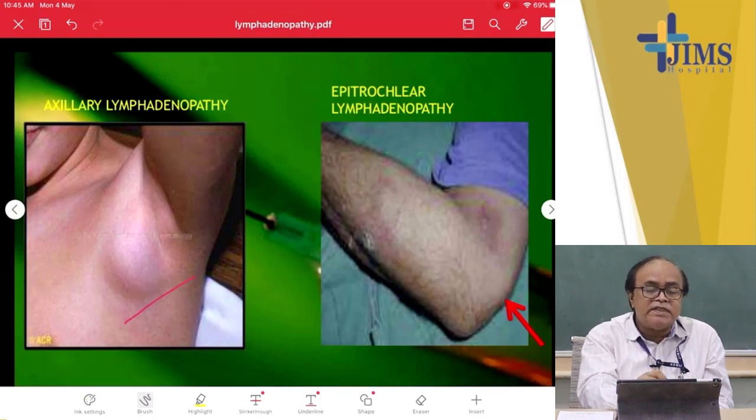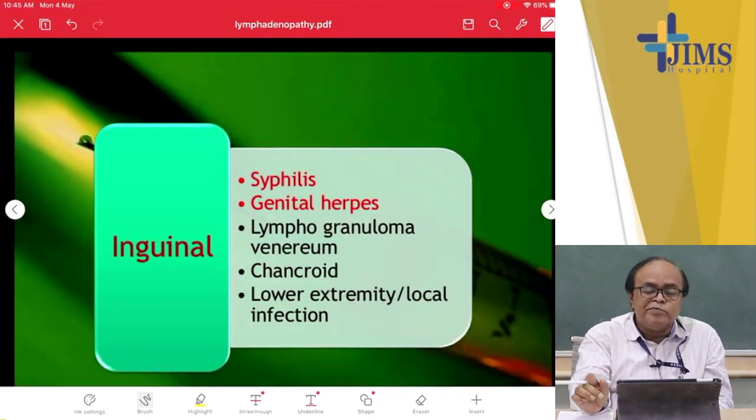Axillary lymph nodes. This is the axilla, and in this picture you can see an enlarged lymph node. Epitrochlear lymph node. You see just above the elbow, this epitrochlear lymph node is palpable. Then we are going to the inguinal region. Causes may be syphilis, genital herpes, lymphogranuloma venereum, chancroid, lower extremity or local infection.